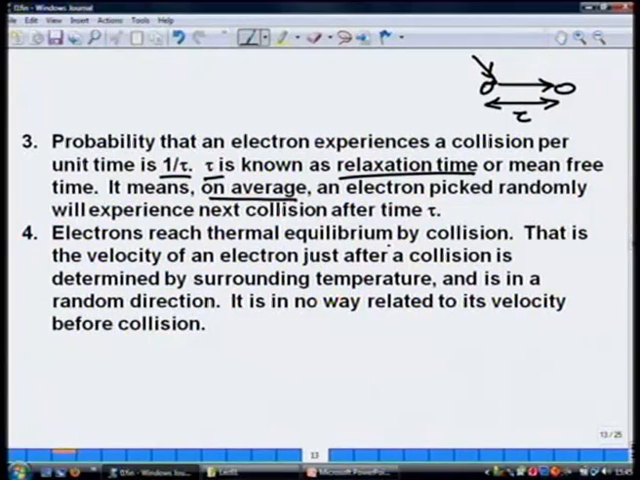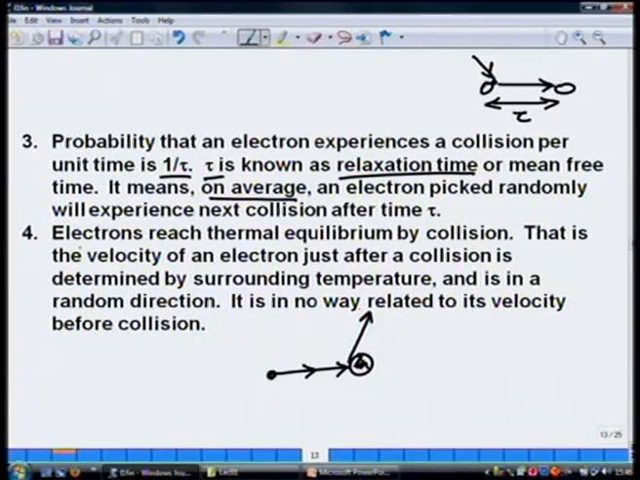And finally the very important one. Now I have an ion, and an electron comes and collides with it. It is coming in this direction with a certain speed. The question is, when it is scattered, which direction will it go? Second, what will be its speed? Third, will it have a history? Will this speed depend on what the speed was earlier? So the next assumption Drude makes is that electrons reach thermal equilibrium by collisions. That means when it hits the ion, it thermalizes. What does that mean? It means that the velocity of an electron immediately after collision depends only on the surrounding temperature, and therefore it emerges in a random direction. It could go in any random direction. It does not matter how the incoming electron came, from here or like this or like this.